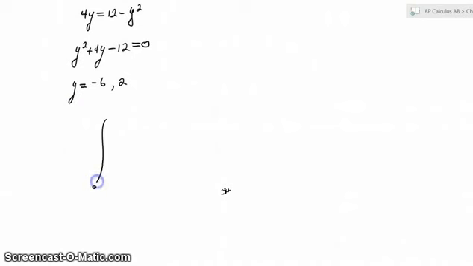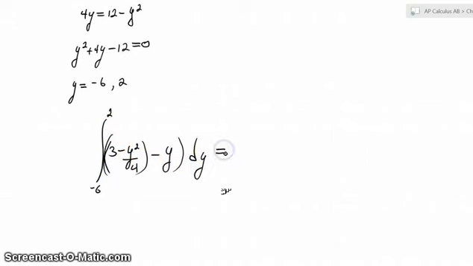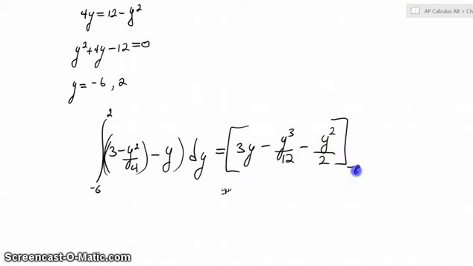So the integral should go from negative 6 to 2. The top function was 3 minus y squared over 4. And the bottom function was x equals y, so we'll have minus y. And that whole thing's in terms of y. So when we integrate that, we'll get 3y minus y to the third over 12 minus y squared over 2. And we need to evaluate that from negative 6 to 2.